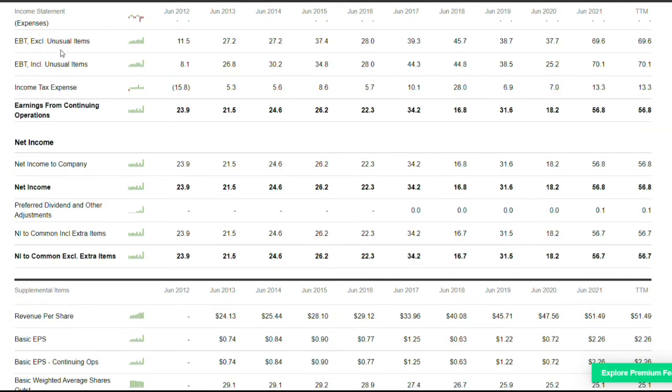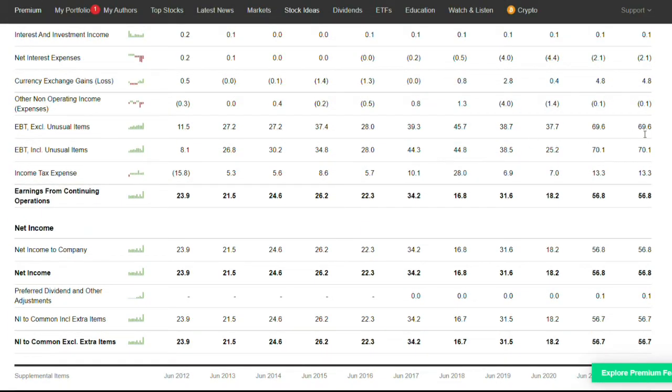Earnings before taxes exclusive of unusual items is mentioned here. Earnings before taxes including unusual items is mentioned here. Income tax expense is mentioned here, of what taxes they are paying. And the earnings from continuing operations basically are right here after all this is said and done.